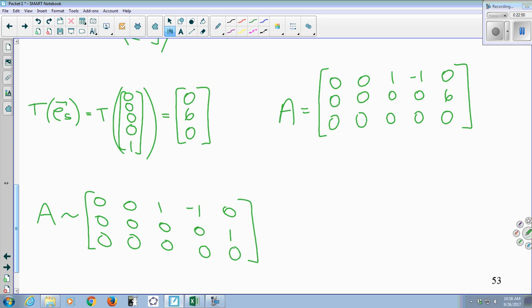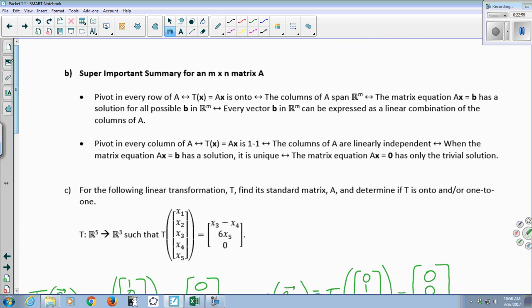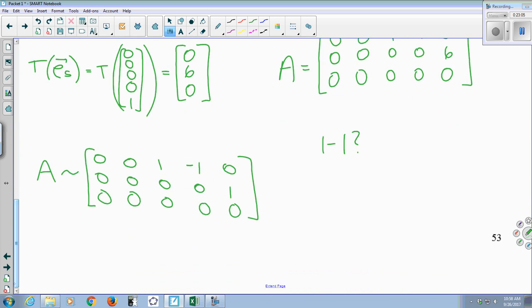All right, so we'll address 1-to-1 first. Is it 1-to-1? Let's go back up to our super important summary. For 1-to-1, we're looking for a pivot in every column. Is there a pivot in every column of this matrix? No. It's not 1-to-1.